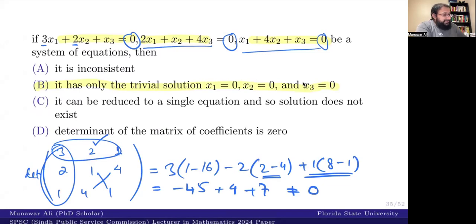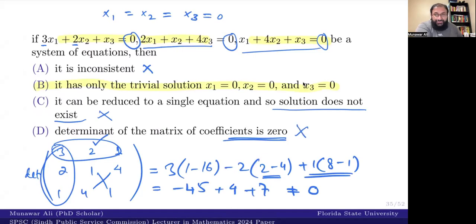Because if in these equations, you explicitly substitute x1, x2, and x3 to be 0, then you're all done. You're all set. It is inconsistent: this is not true because the system has a solution. So we cannot say it is inconsistent. The solution does not exist: this is also not true. And the determinant of the matrix of the coefficients is 0: this is also not true. You can see all of these options. If you have a homogeneous system, just find the determinant if the number of equations is the same as the number of variables. Otherwise, you have many other techniques to analyze what the system tells you.